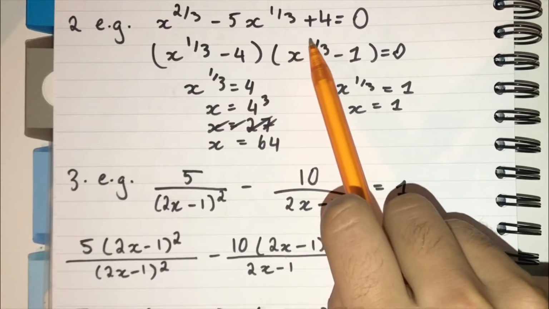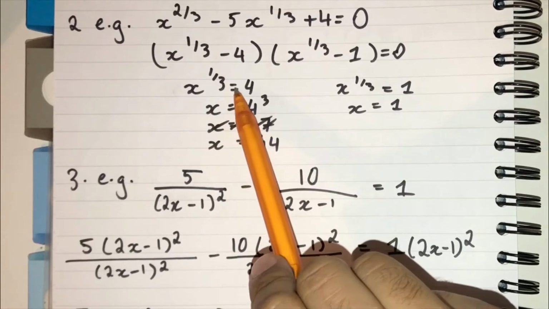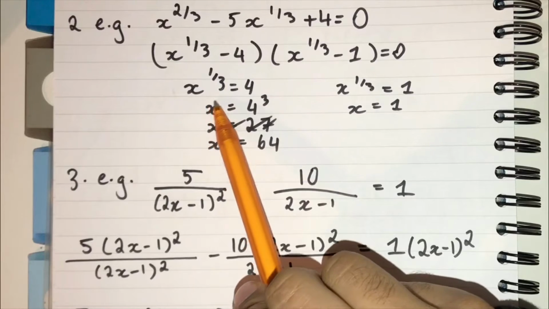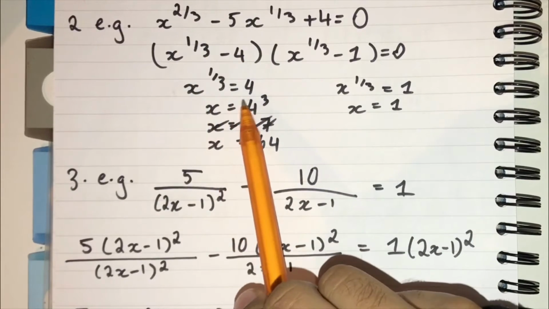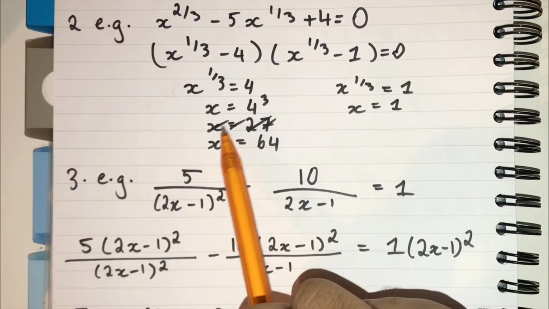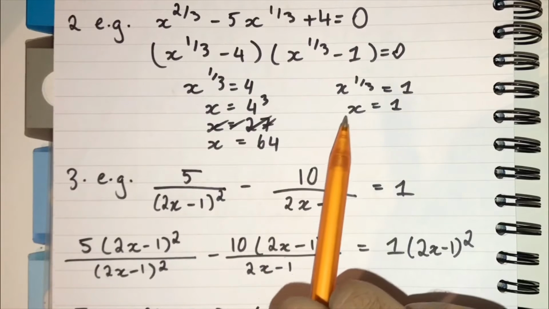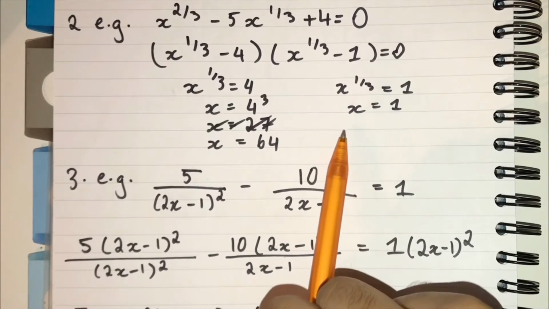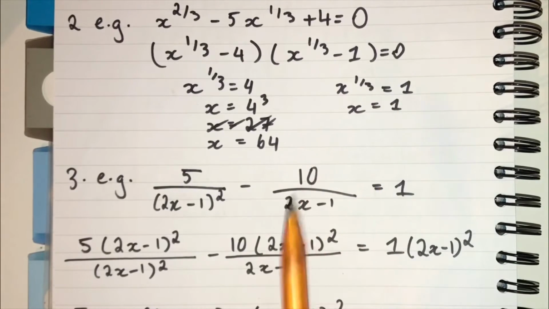Again, we need two numbers that multiply to get plus 4 and add to get minus 5. The ones I've chosen are minus 4 and minus 1. Because in this bracket we need a 0, we know that x to the 1/3 is equal to 4. That must mean x is equal to 4 cubed, and x is equal to 64. Another possibility is x to the 1/3 being 1. That must mean x is 1 as well, because 1 to any power is still just 1.